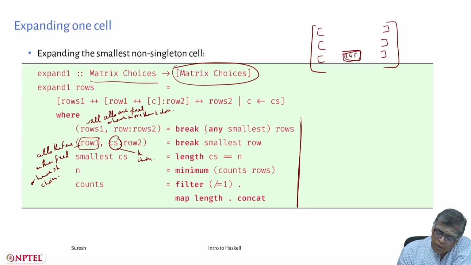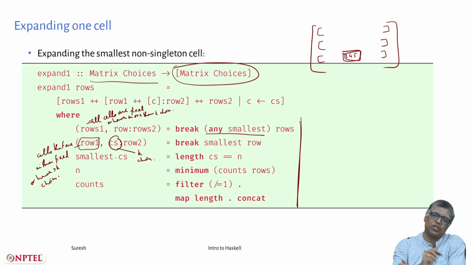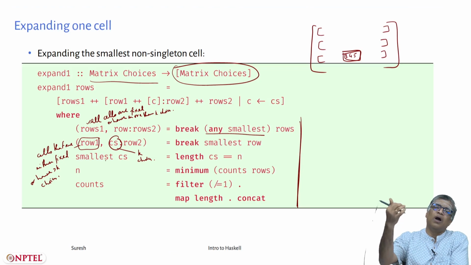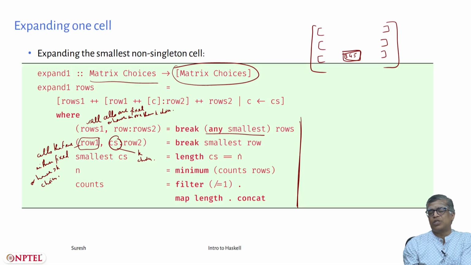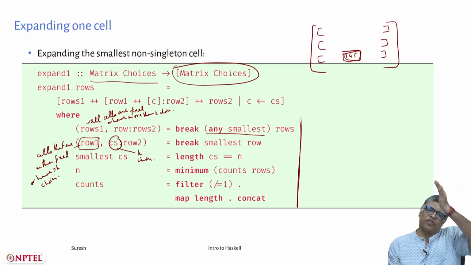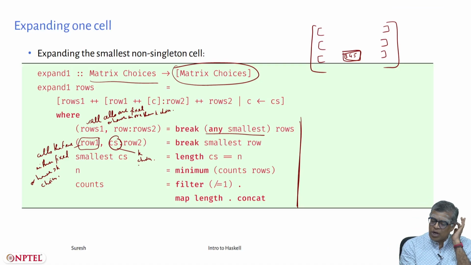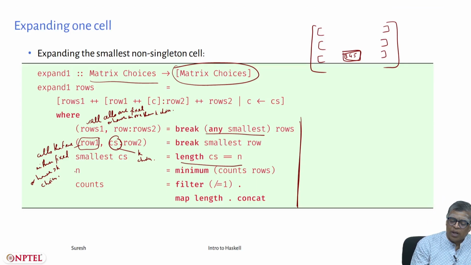Break any smallest will break the rows into those rows where none of the elements satisfy the smallest predicate, and the cells that do. I mean, it will identify the first point where the number of choices is smallest. Smallest C, where C stands for choices, just says the length of choices equals n. N is the minimum of counts of rows.